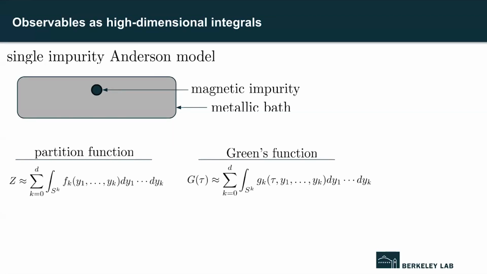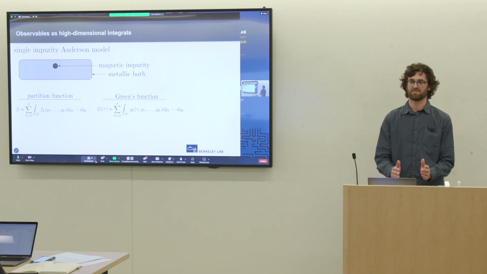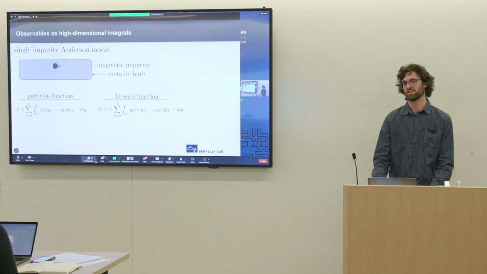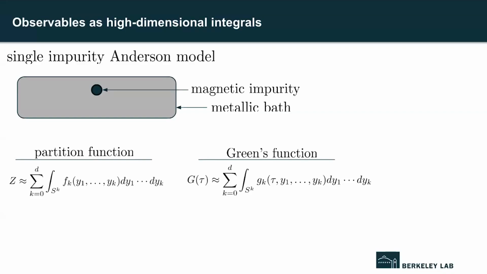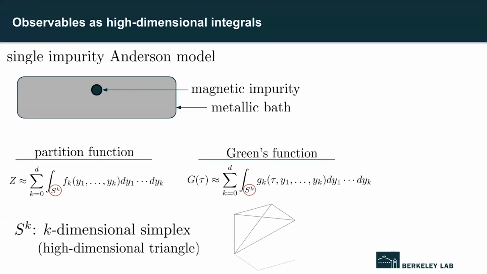And the Green's function can tell us other interesting stuff about our system, for example, if it's an insulator or a conductor. Now each of the partition function and the Green's function is a series expansion, and as we go further out in the series expansion, we have higher and higher dimensional integrals that we need to compute. What I'd like to point out about these integrals is that they're not over this hypercube, rather they're over this S_k, which is a k-dimensional simplex.